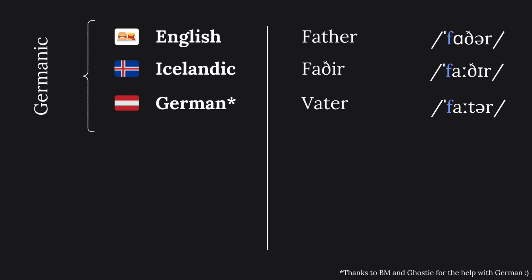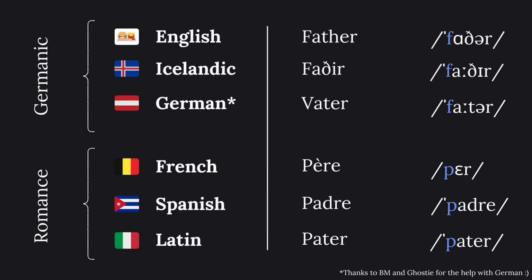Germanic languages like English, Icelandic, and German tend to have an F sound, as in father, fadir, fater. In the Romance languages, though, the F in father tends to actually be a P instead, as in French père, Spanish padre, and indeed pater in Latin. What's important about these sound changes is that they are predictable. In many cases, an initial fa sound in a Germanic language will correspond to a pa sound in the equivalent word in the Romance language.